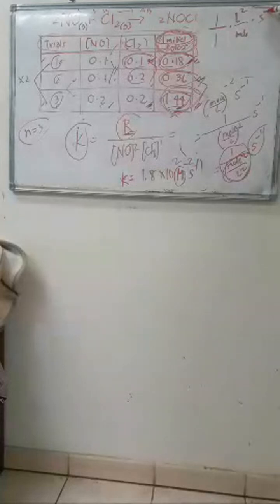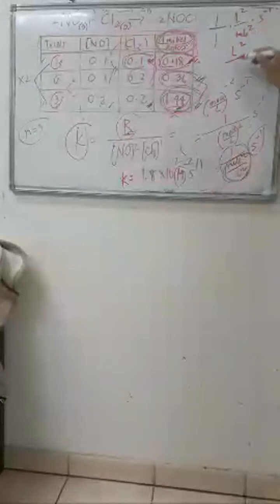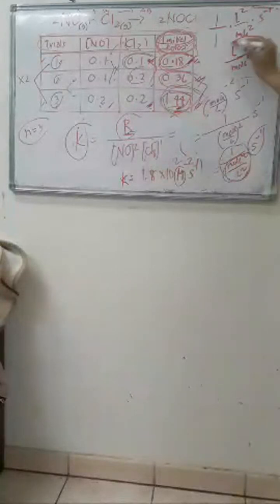So it will become liter squared over mole squared, and then retain the s negative 1. It will never be affected. Now it will become 1 times liter squared, 1 times mole squared, and then s negative 1. Like that, so it's going to be things like this.